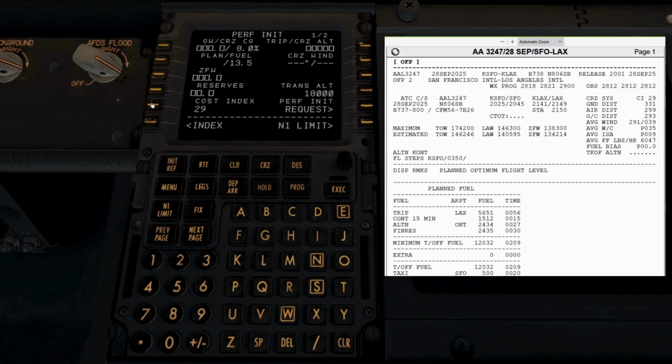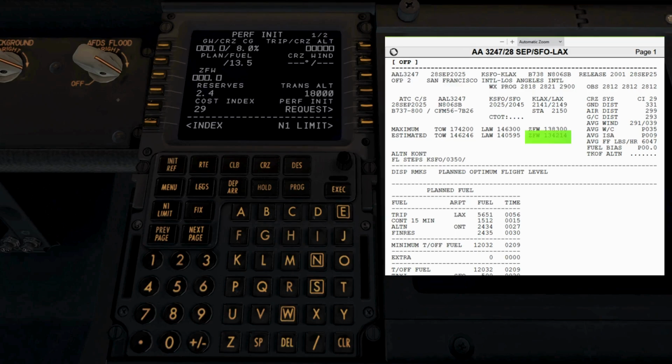here, then the reserve, which is 2,434 pounds, 2.4, then the ZFW, zero fuel weight, which is the aircraft weight with zero fuel, 134,214, which will be typed in 134.